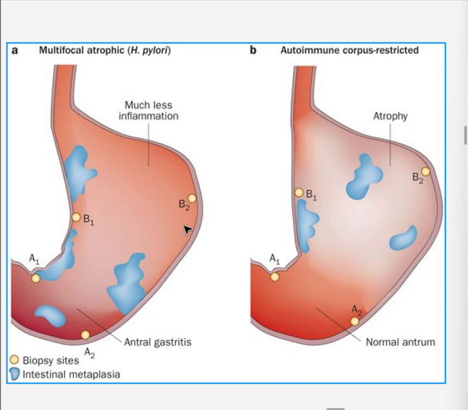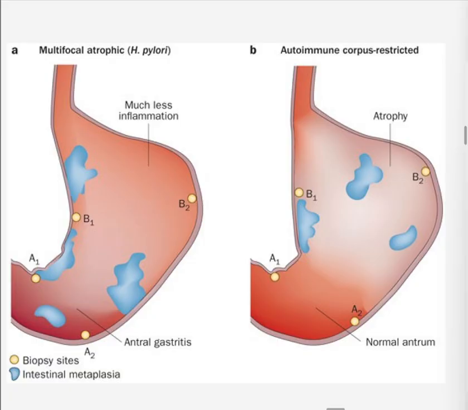The other type is the H. pylori infection induced atrophic gastritis. In here, we have the H. pylori infection causing more of the antrum related gastritis. So this usually happens in the antrum. This is antrum gastritis. Okay.